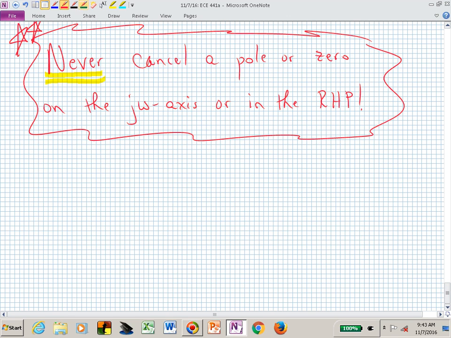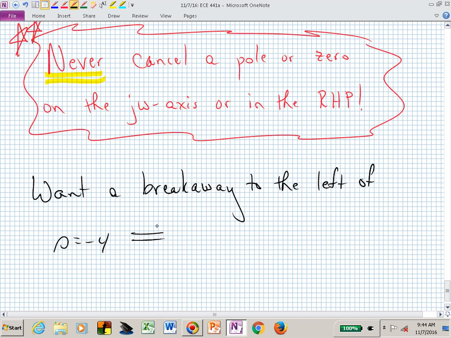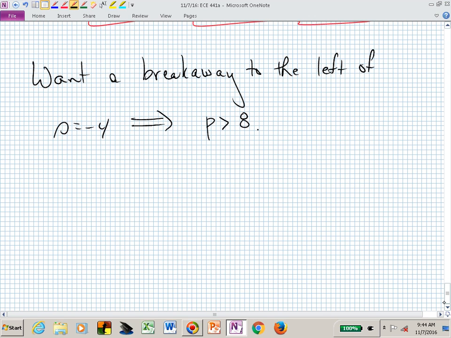And in our case, we wanted a breakaway. Now we're talking about where do we place our controller pole. We wanted a breakaway to the left of s equal -4. And that said that then our pole had to have a p-value of 8 or more. And we actually decided, just to make the math a little bit cleaner, to let p equal 10. So that now g sub c of s, we have 2 of the 3 parameters already picked.